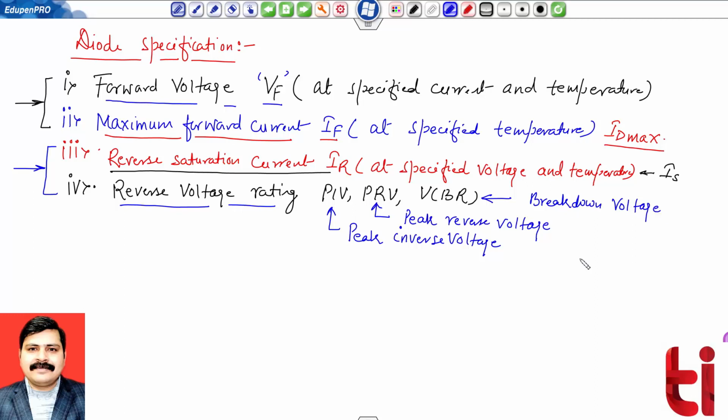So these all are the same terms: peak inverse voltage, peak reverse voltage. Next I will give you the detailed definition of this PIV, peak inverse voltage, and what is the importance of this.